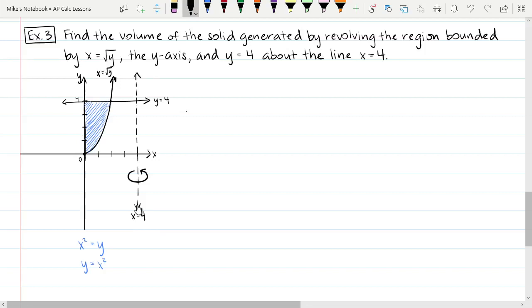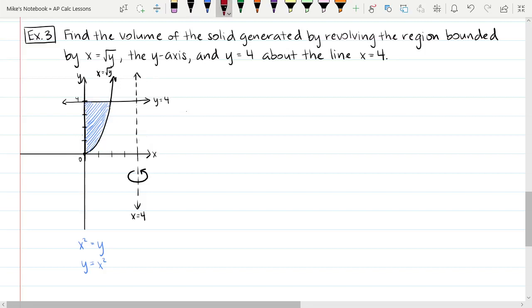So this time, our big radius and our little radius, and this is a washer because we have all this empty space between the axis that we're revolving around and the region itself. So the big radius and the little radius have to go horizontally now. They're perpendicular to the y-axis. Okay, so let's draw the big radius.